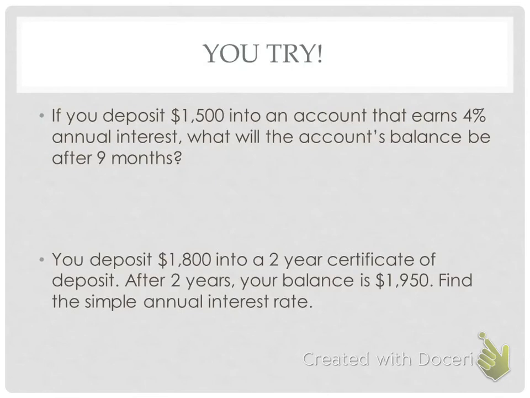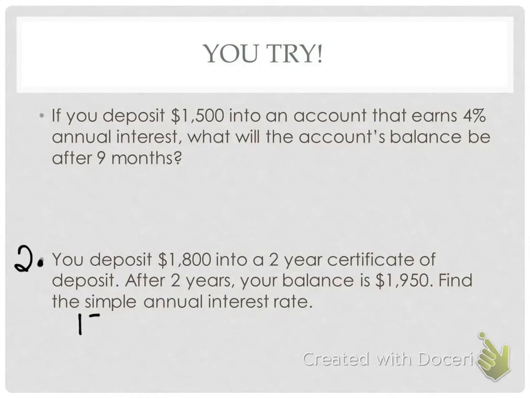Okay, so I want you to do the second one now. You try number 2. You deposit $1,800 into a 2-year certificate of deposit. After 2 years, your balance is $1,950. Find the simple annual interest rate. All right, so what is my interest? 150, because I subtract my beginning balance and my end balance from each other to get $150.